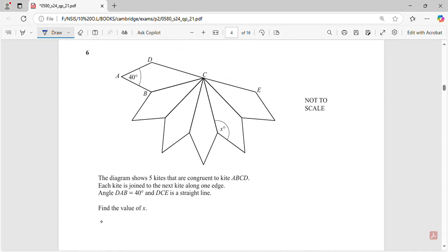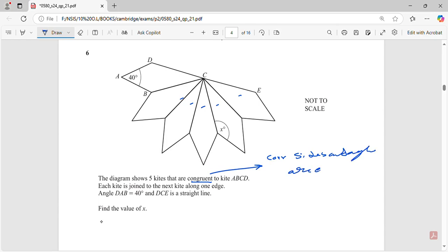Now here for question 6, the diagram shows 5 kites that are congruent to kite ABCD. So it's like this, 5 congruent kites. What is the meaning of congruent? It means corresponding sides and angles are equal. Do you understand this part? Sides and angles are equal.